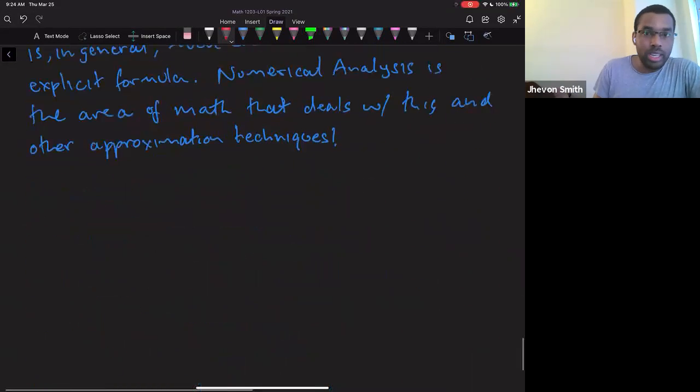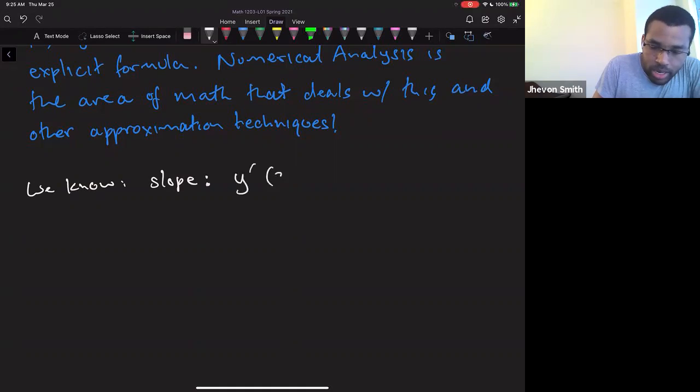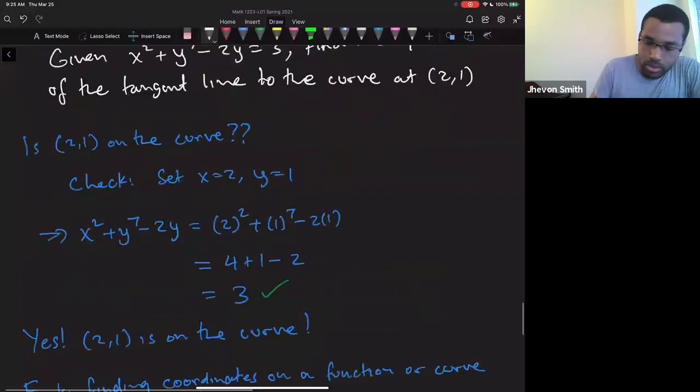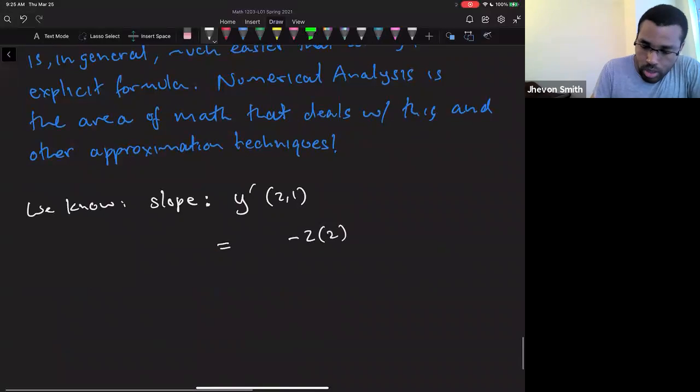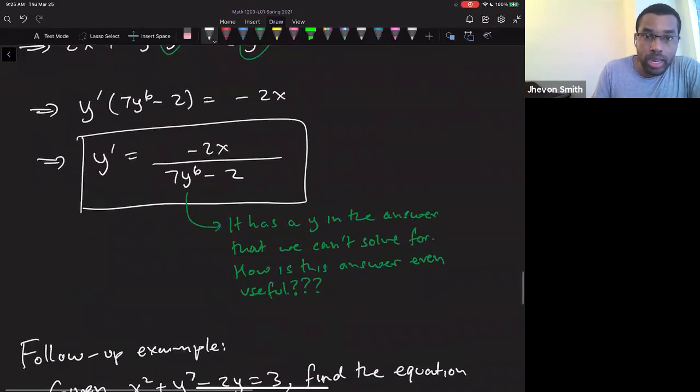Okay, so now let's actually do the problem. So we know the slope is going to be y prime evaluated at 2, 1. Well, that means it's going to be minus 2 times x, right? So it was minus 2x, and x is 2, over 7 times y, which is 1, minus 2, right? I'm just using this derivative formula that we had up here.